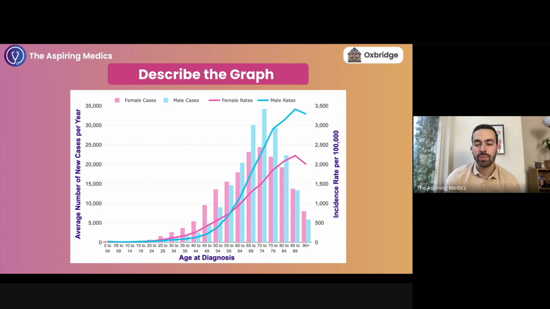So I think ultimately what we're getting at here is that not all cancers are created equal, and that you've got different types of cancers.